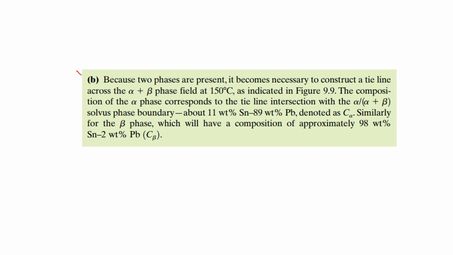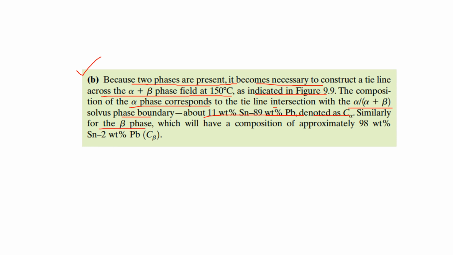This is the solution of part B in problem 9.2. Because two phases are present, it becomes necessary to construct a tie line across the alpha plus beta phase field at 150 degrees centigrade, as indicated in Figure 9.9. The composition of the alpha phase corresponds to the tie line intersection with the alpha to alpha plus beta phase boundary, about 11% weight tin, 89% weight lead, denoted as C alpha.